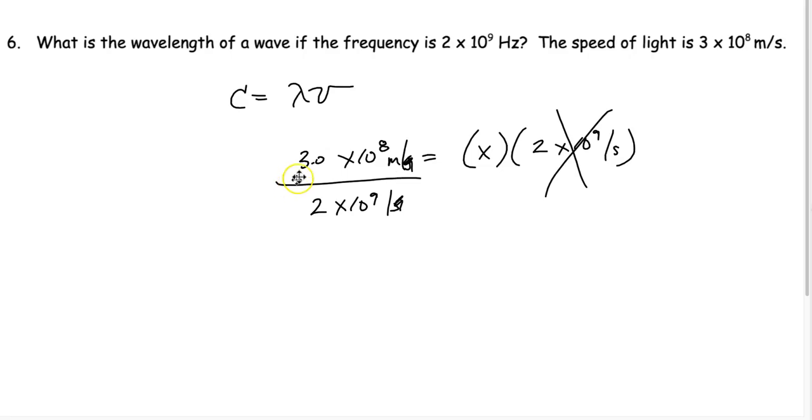So I'm ready to solve. I'm going to enter 3 EE8 divided by 2 EE9. And when I do that, I'm going to get 0.15. The unit is meters. So that is your answer for part 6.